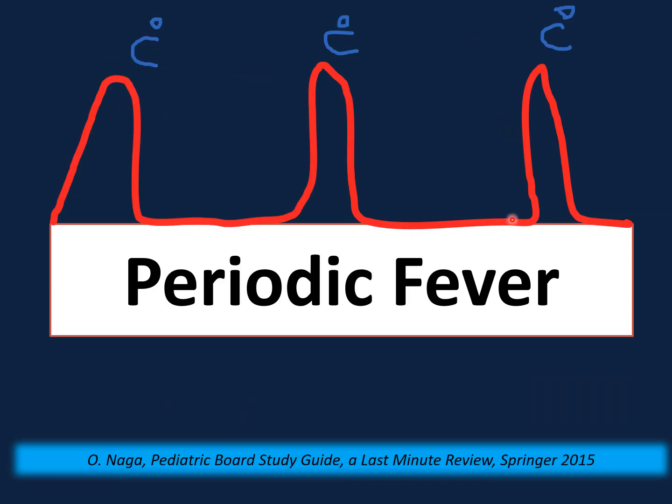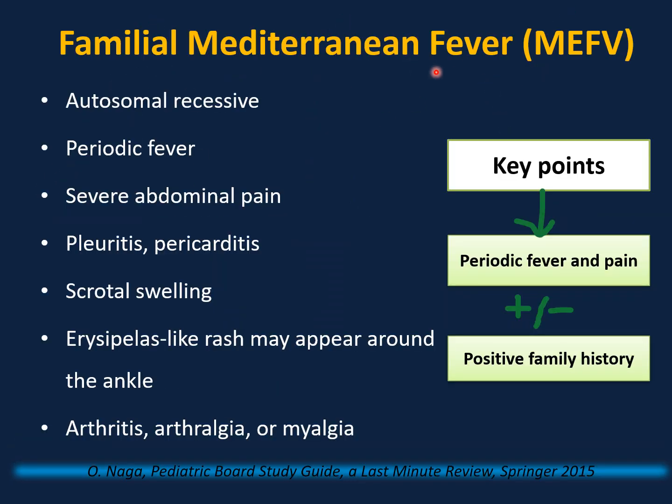Periodic fever. Familial Mediterranean fever. It's a genetic disorder transmitted as autosomal recessive associated with periodic fever. Fever comes in cycles every 3 to 5 days, every month, several times per year. The fever is predictable. Can be associated with severe abdominal pain, pleuritis, pericarditis, or chest pain. Scrotal swelling can be severe enough to mimic testicular torsion. Can be associated with rash, arthritis, arthralgia, myalgia, joint pain, or muscle pain.